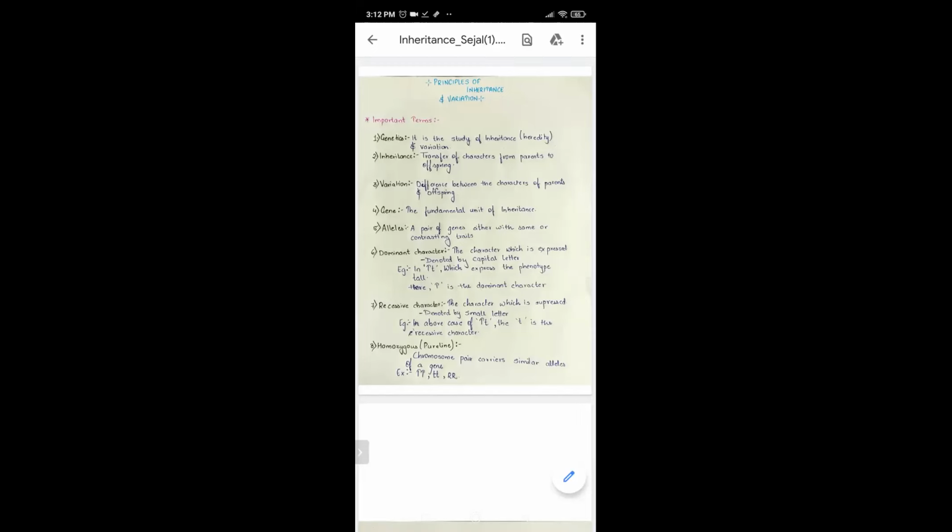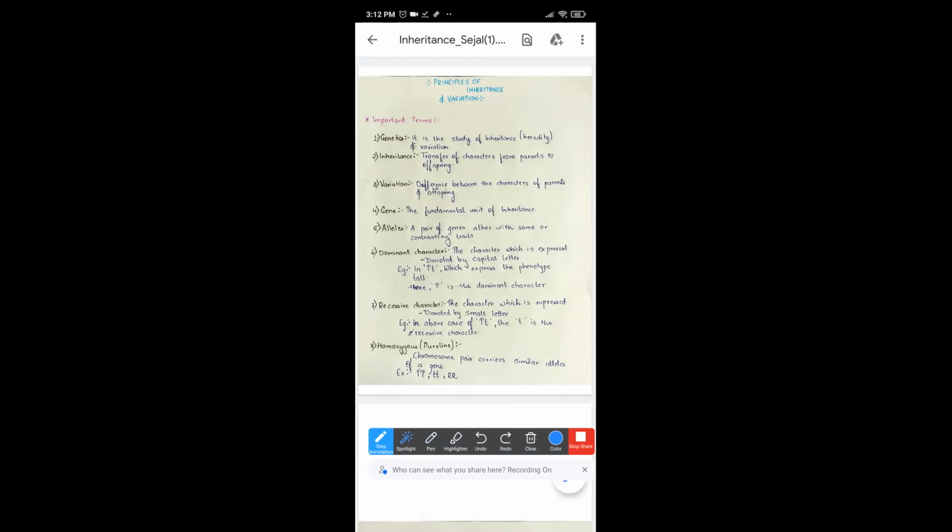Today we're going to start with the chapter Principles of Inheritance and Variation. This chapter basically involves the genetics part of biology. Before starting this chapter, we have to familiarize ourselves with some terms. Here I have noted down the terms which are very important to understand this chapter.